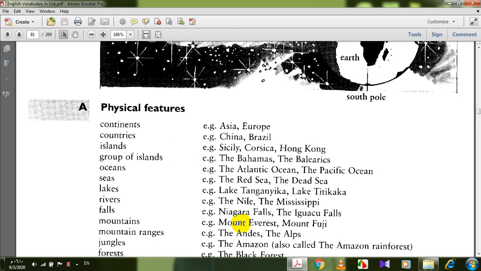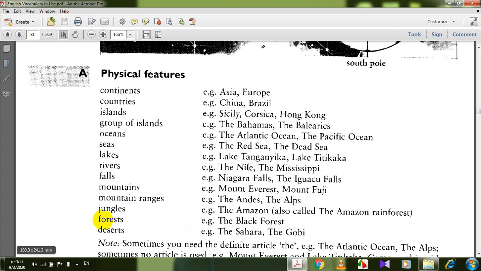The Alps means a number of mountains. They are very famous. If we are talking about one mountain, like Mount Everest, we don't use the definite article there. But with ranges of mountains like the Alps, we use the. Mountain ranges: the Andes, the Alps. Okay, it's very clear here. Jungles: the Amazon, also called the Amazon rainforest. Forests: the Black Forest. Deserts: the Sahara, the Gobi.